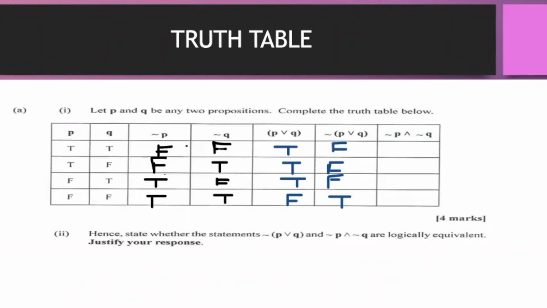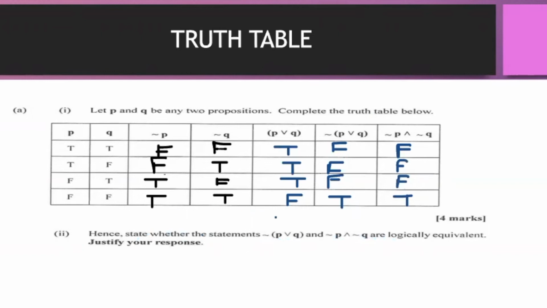Now remember, for AND, both items have to be true in order for it to be correct. So these two will be false, false, true will be false, true, false will be false, and true, true will be true. That's it. Hence, state whether the statements negation of P or Q and the negation of P and the negation of Q are logically equivalent.